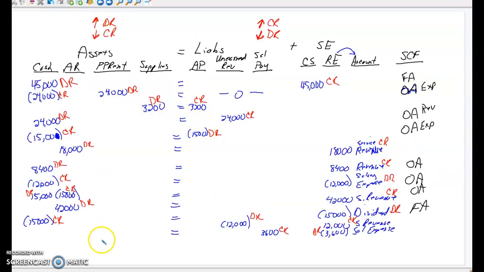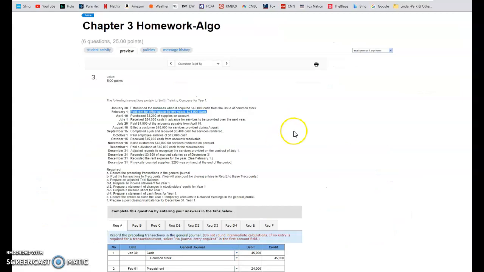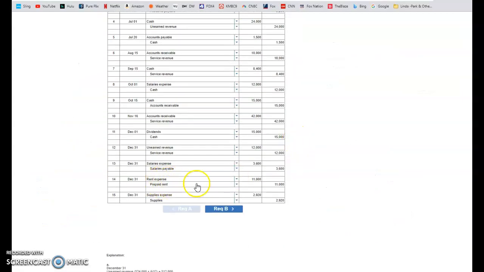So prepaid rent is going to go down 11,000. Again, 24 minus 11 will give us an ending balance of 13. And we have an $11,000 expense that caused retained earnings to go down. And then we saw the debit and credit earlier in those T accounts, but I'll go ahead and assign them here as well. Okay, there's our debit and credit. We can easily see that here as well.